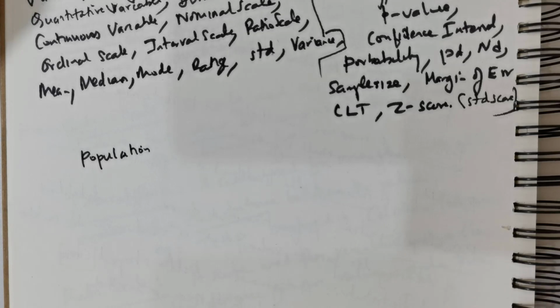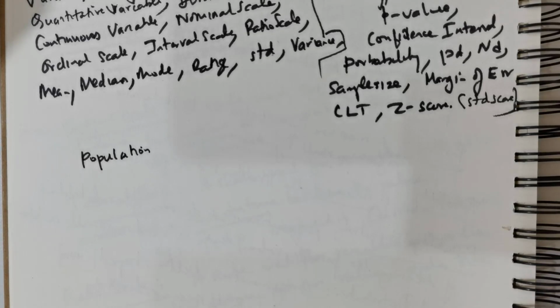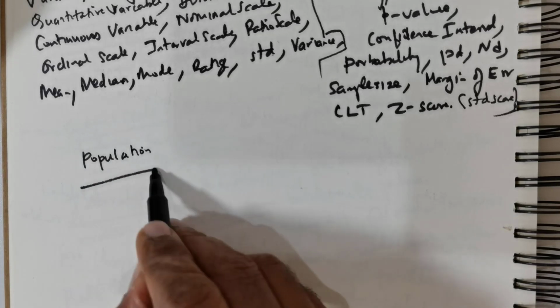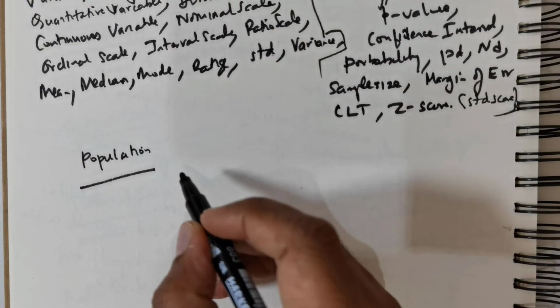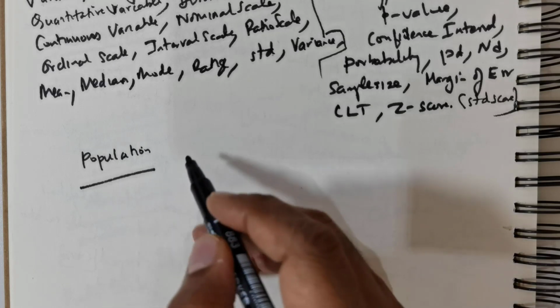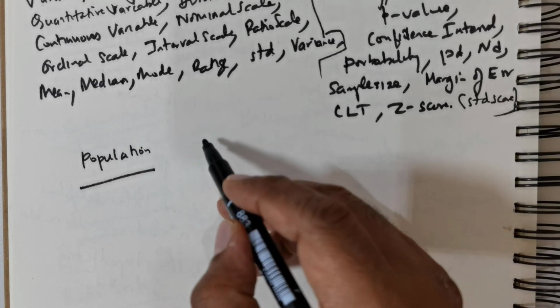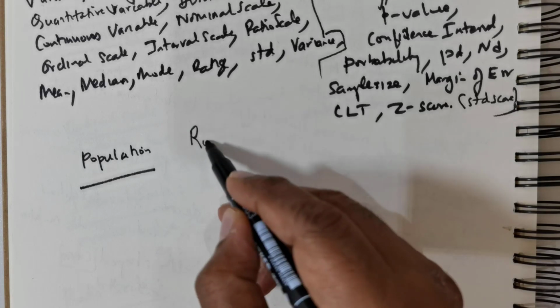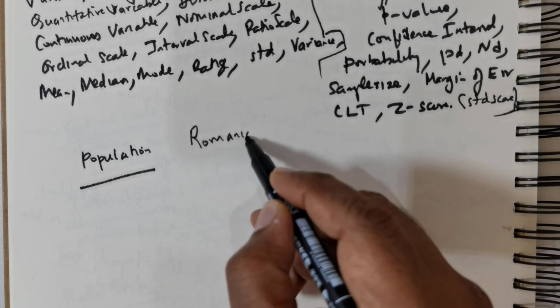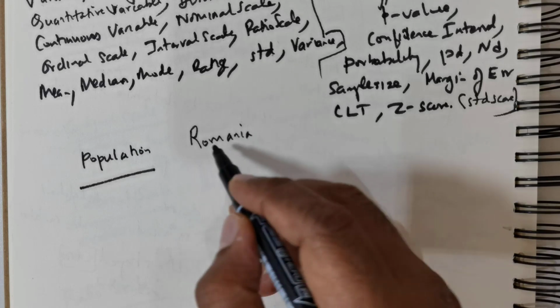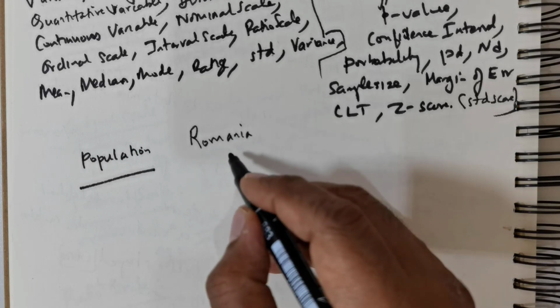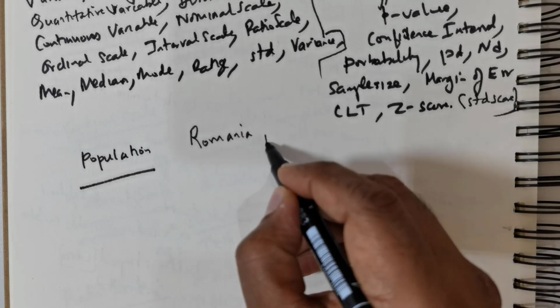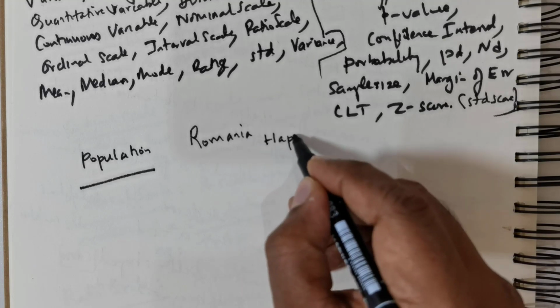Now, as I mentioned to you in the previous lessons, I would also be giving you examples so that the understanding can be even better. Now, foremost, let us talk about population. Say you take a country like Romania and you want to find out the reason why people in Romania are happy.